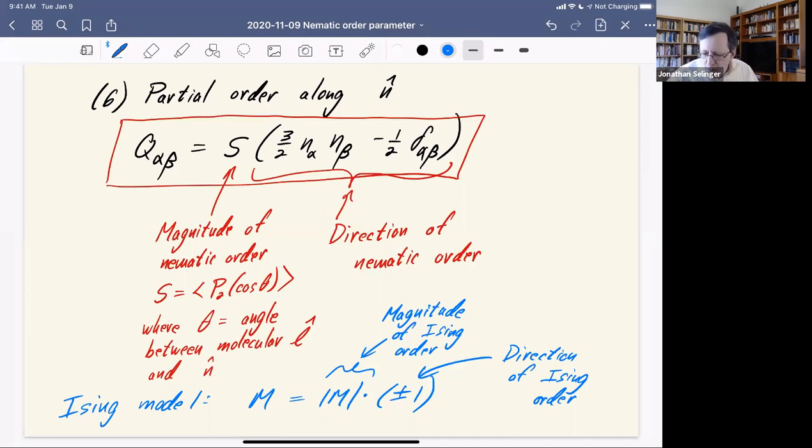More or less, I would estimate that information about the magnitude is something like 10% of liquid crystal science, and information about the direction of order is something like 90% of liquid crystal science. But they're both important, and so these are both things that you need to think about.